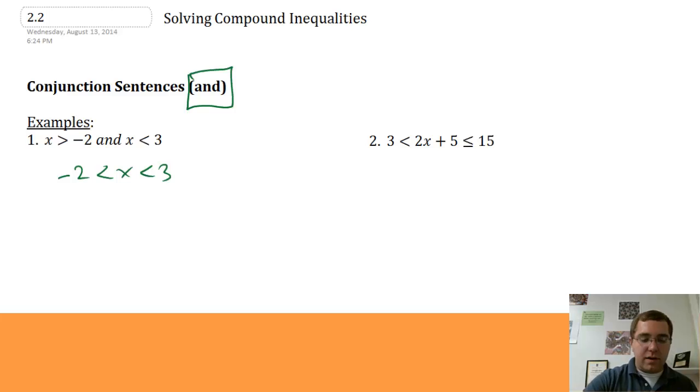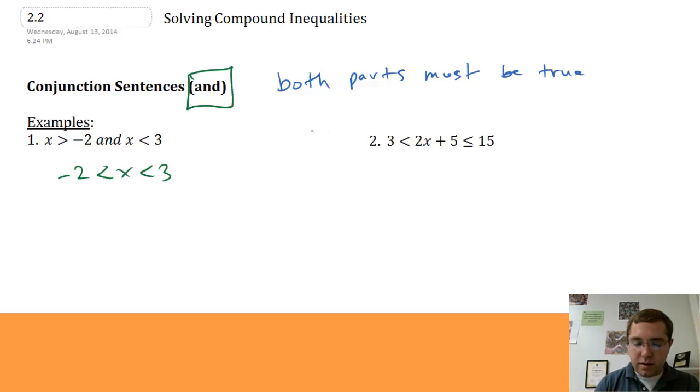What compound "and" inequalities, these conjunction sentences, are doing is requiring that both parts must be true. And is saying we want one and the other one. We want both. Both parts must be true.